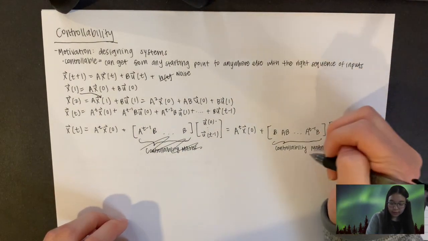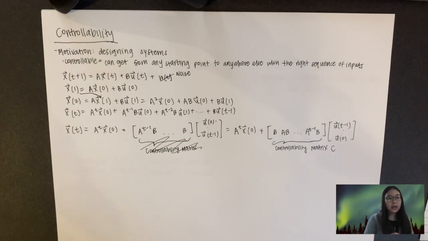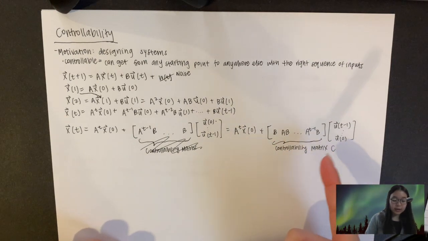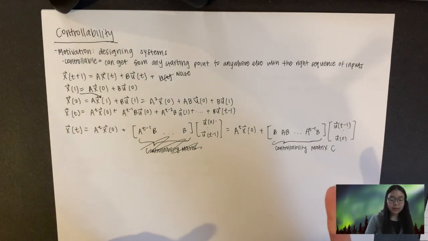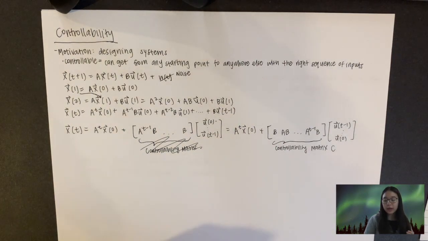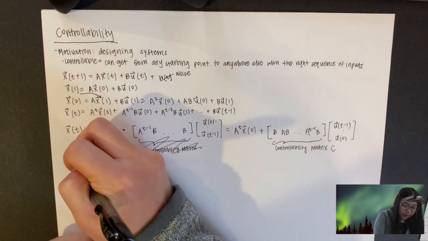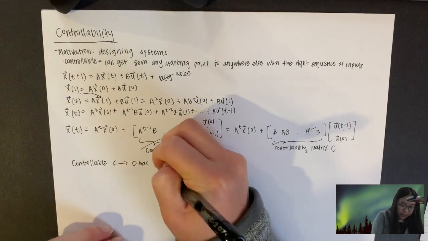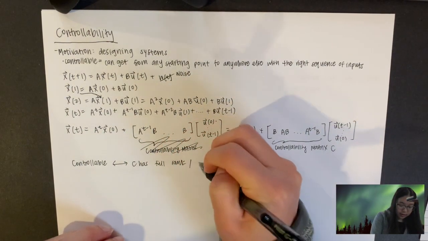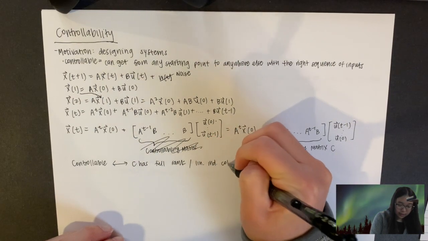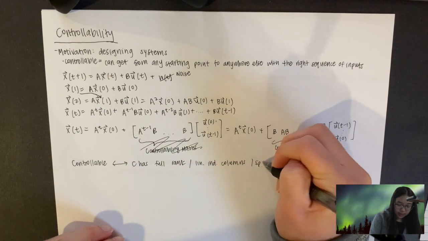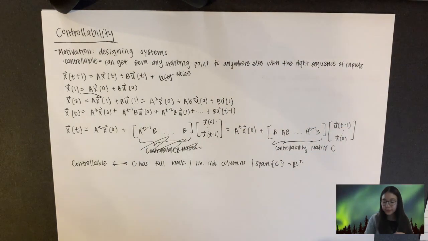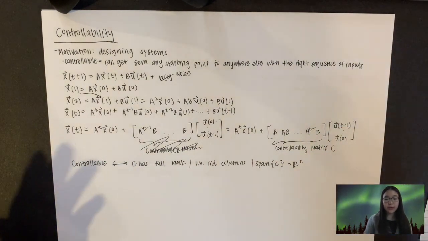Cool. So now we have defined our controllability matrix C. To see whether something is controllable or not, you see whether the rank of C is full rank. If the span of C spans all t dimensions, then it is controllable. Otherwise, it is not. So controllable is equivalent to saying C has full rank, or C has linearly independent columns, or the span of C is equal to all of R^t. So cool, that's what controllability is.